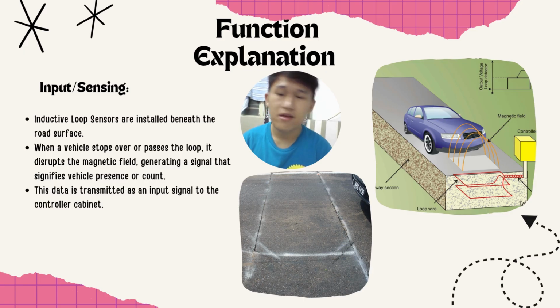For the function of the smart traffic light, we use the inductive loop sensor we show in the diagram. The loop sensors are installed in the road surface, in Malaysia as well. So when the vehicle stops over the loop, it disturbs the magnetic field, generating a signal that signifies vehicle presence or count. This data is transmitted as an input signal to the controller cabinet.